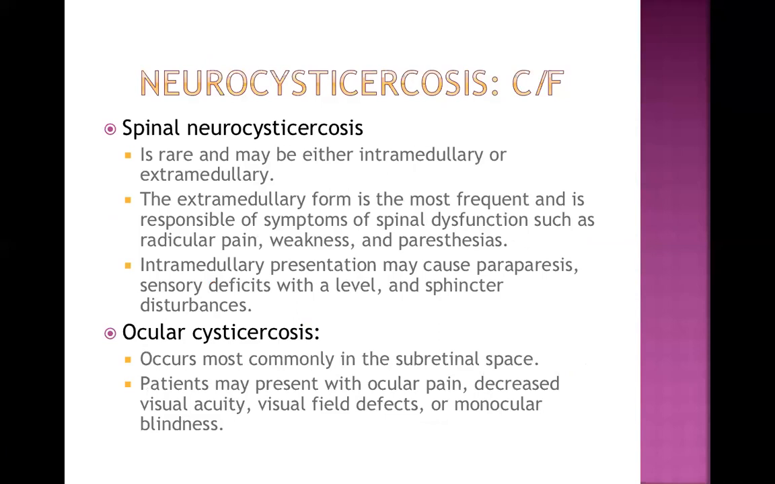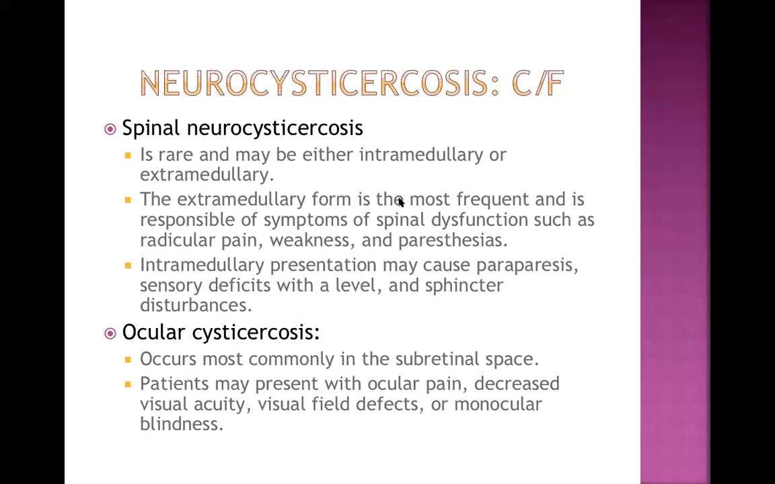Now, what else? What are the other clinical features of neurocysticercosis? Spinal neurocysticercosis can also happen. This is involvement of the spinal cord by neurocysticercosis. Now, involvement of the spinal cord may be inside the cord material or outside. Intramedullary means it has gone into the cord substance of spinal cord. Extramedullary, it is giving pressure from outside.